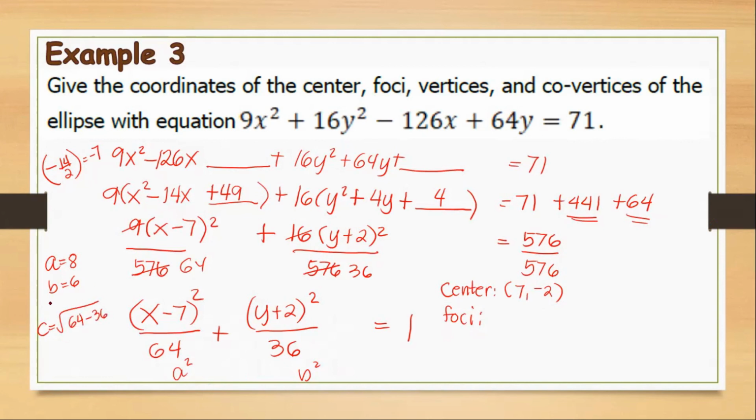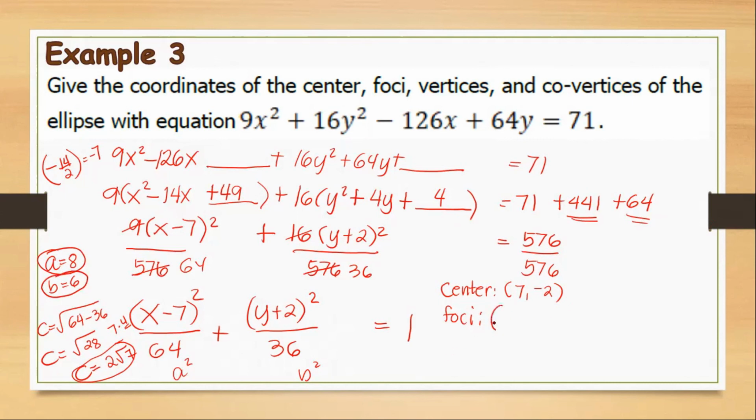How much is that? 64 minus 36 is 28. So c is equal to the square root of 28. But since 28 is equal to 7 times 4, and 4 has a square root, our c is equal to 2 square root of 7. This will be the quantity of our c. Our a is 8 and our b is 6 units from the vertex.